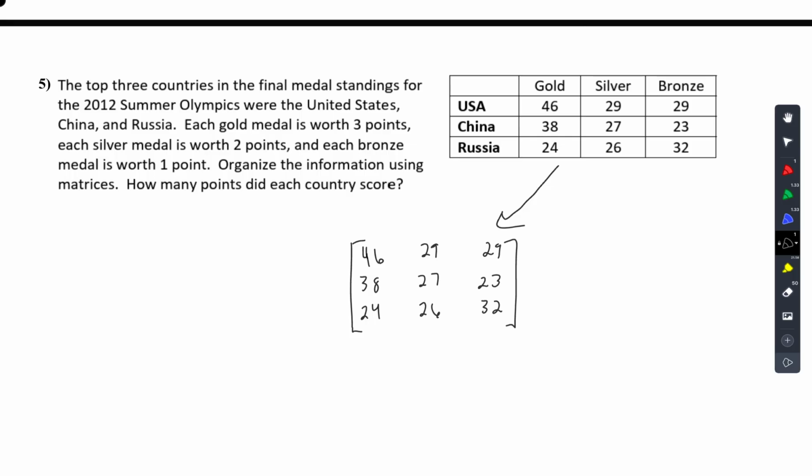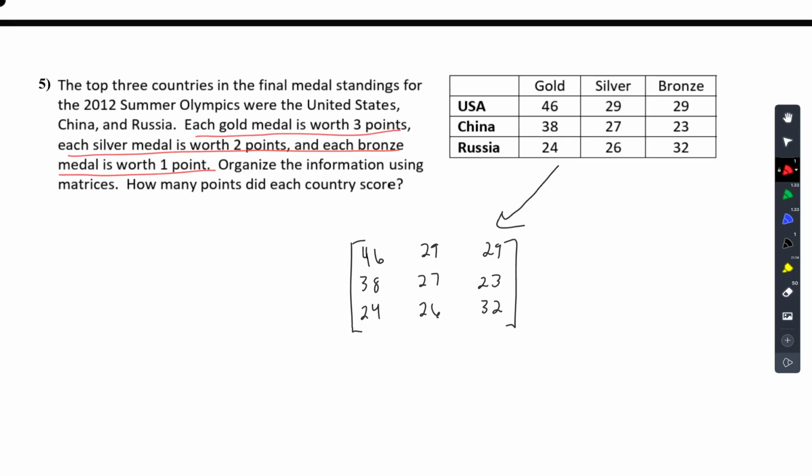Okay, so now we're going to try to figure out, like, they're trying to give you the points here. So notice that we have all these gold medals, okay? That you want to make sure are multiplied. So what you want to make sure of is that your matrix is set up in the right way. So you want to make sure that 3 is being multiplied to the 46, the 3 points. The 2 points is multiplied to the 29, and the 1 point is multiplied to the bronze.